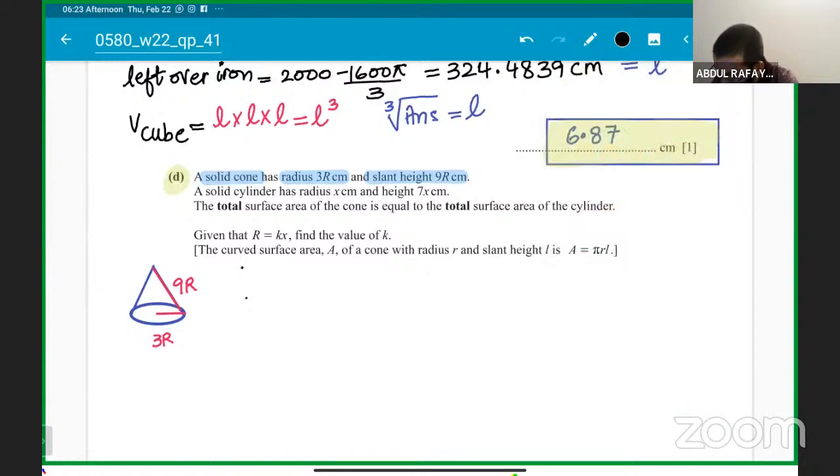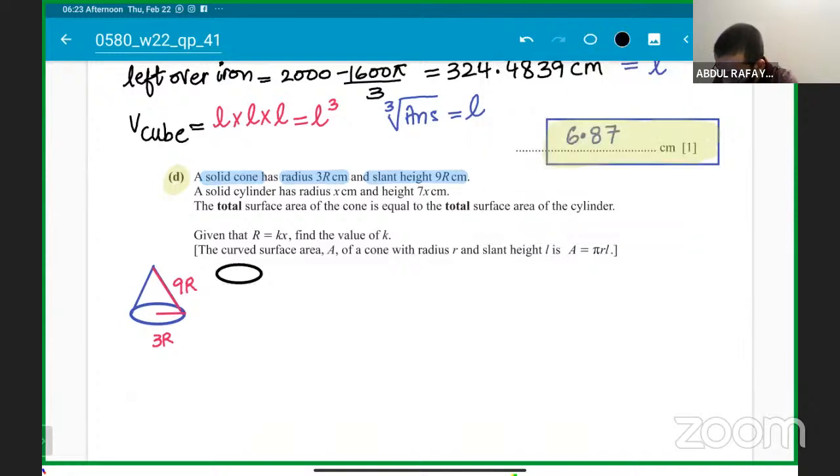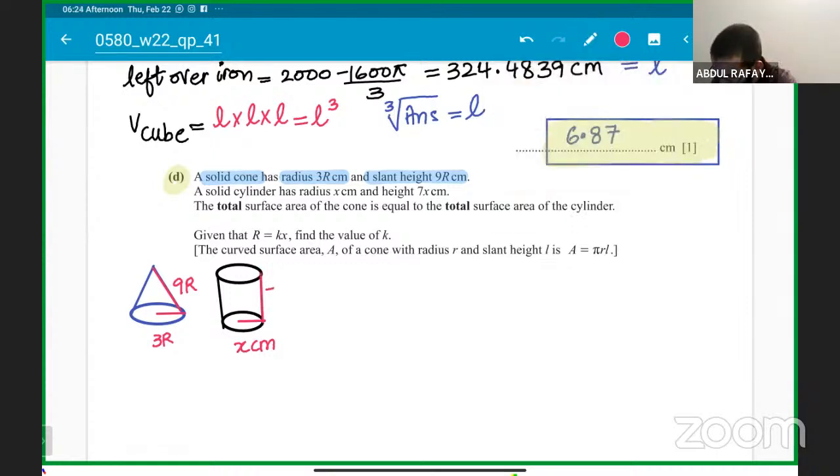Then we have a solid cylinder, which is basically this thing. Let's try to make it big. So here we go, solid cylinder coming in, and we can say that this is the solid cylinder, guys, okay? So we have again a radius for this. The radius for this is x centimeter. Everyone following? Radius is x centimeter and height is 7x centimeter. So here we go, sir. 7x is the height here. Okay, so this is the information written for the cylinder as well.